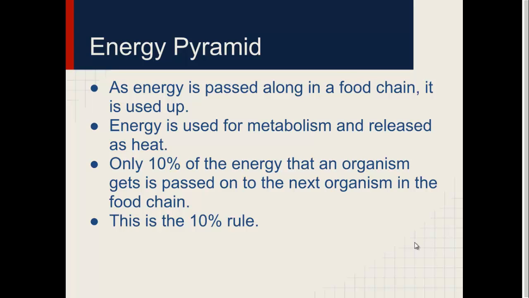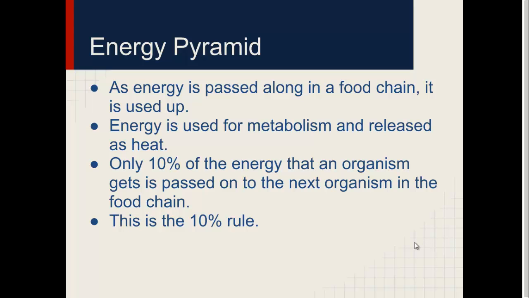So as energy is passed along in a food chain, it is used up. Energy is used for metabolism. Energy is also released for heat. So as a result, only 10% of the energy that an organism gets is passed on to the next organism in the food chain. We call that the 10% rule, saying that as we go from one level to the next in a food chain or food web, only 10% of the available energy is passed on.